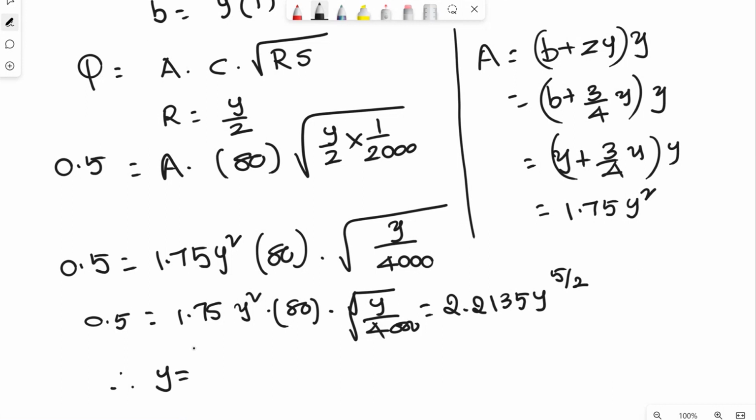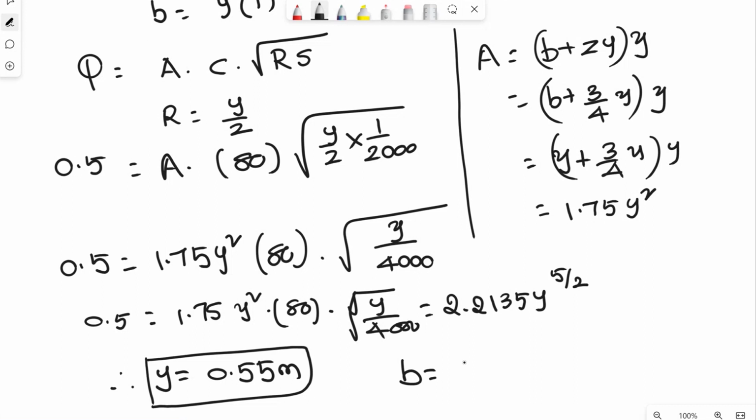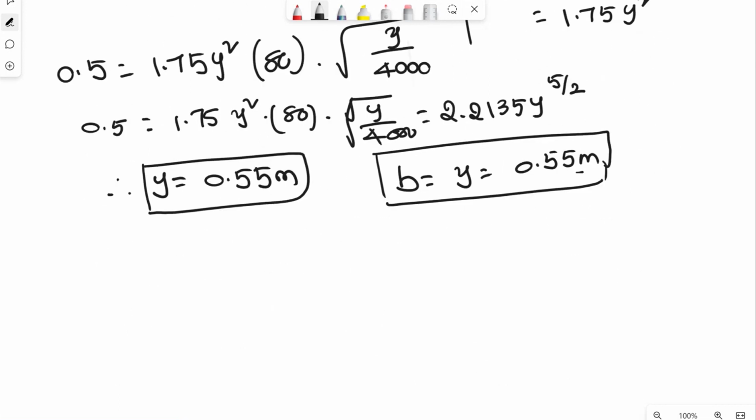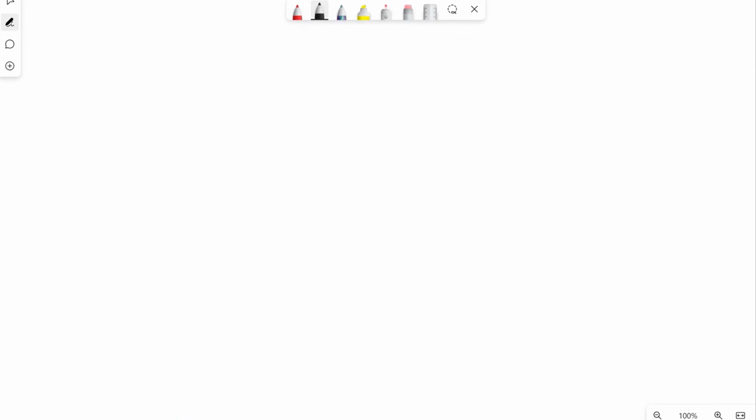Therefore, if we calculate y, we get 0.55 meters. Remember that only the operation of the calculator and fast calculation solve the problems. B is equal to y, which is equal to 0.55 meters. Both we got, so this is the answer. For any problem, slowly taking it up and going on doing will really give you the results.